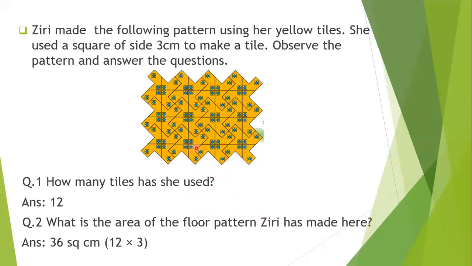Second question, what is the area of the floor pattern she has made? How many tiles has she used? 12 tiles. And it is already given in the question, for making one tile, she used the square of 3 centimeter. So 12 we will multiply by the length of one square. Length of one square is 3 centimeters. So 12 into 3. 12 3s are 36 square centimeter. So the area of the floor pattern she used here is 36 square centimeter.